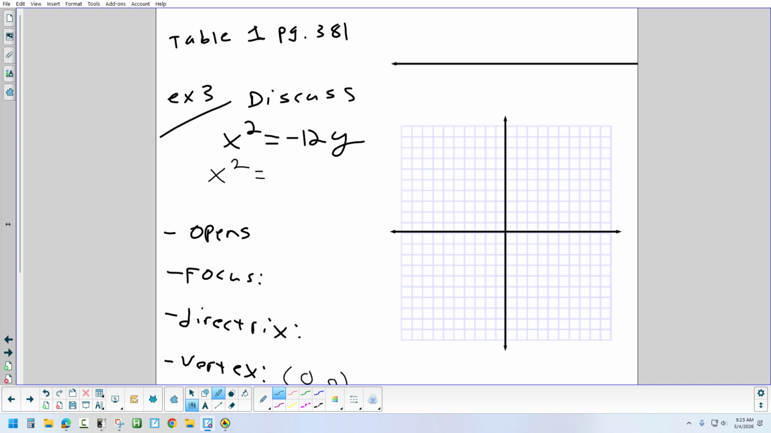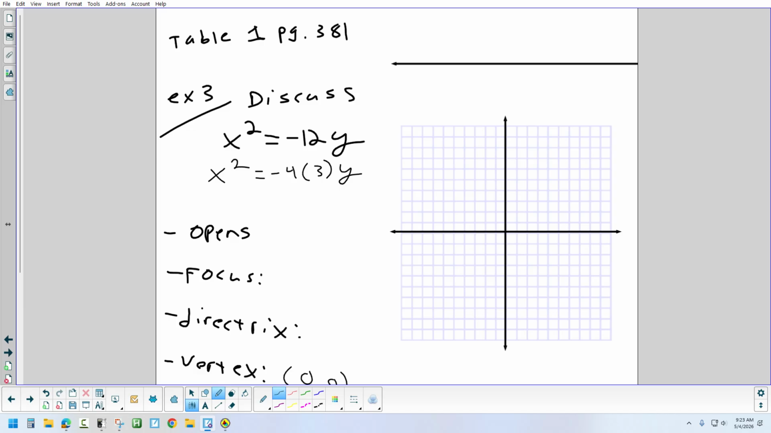Yeah. 4 times -3 y. And what did we say about A? Wait, oh, it can't be negative. A can't be negative. A is measuring a distance. So if you want a negative on the right side, it's got to go with the -4. It's got to go with the 4. Yep. A is never negative.